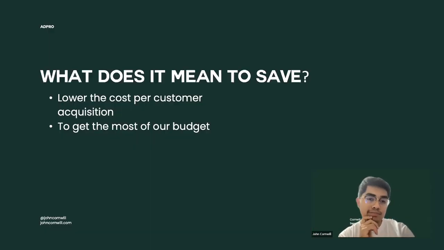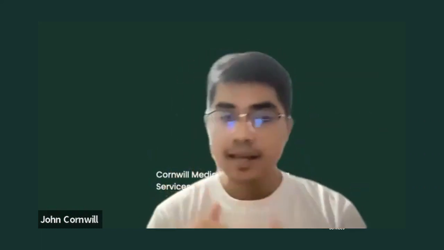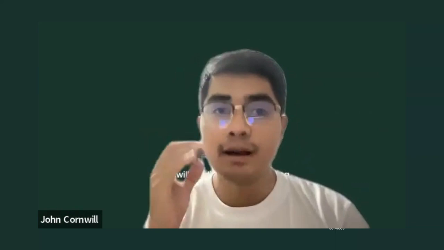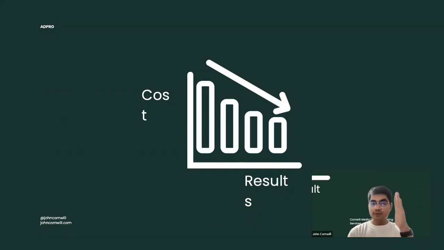So kung mas mabilis yung conversion, mas maikli yung funnel, mas less yung gasto mo sa ads, mas mababa ang cost mo per customer acquisition. Get the most of your budget. And to explain it well, here's a graph. Think of it this way.